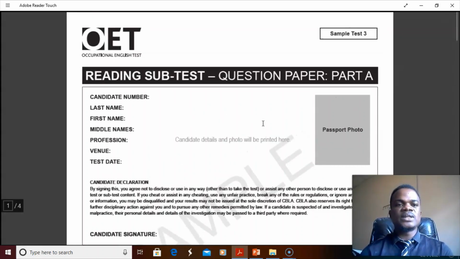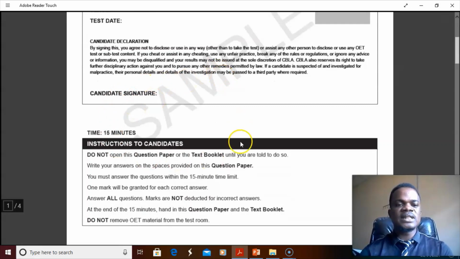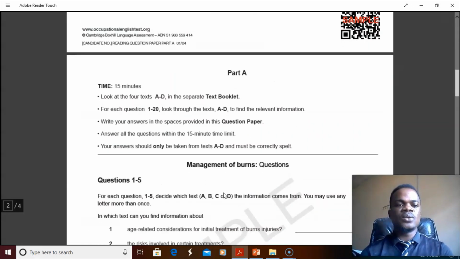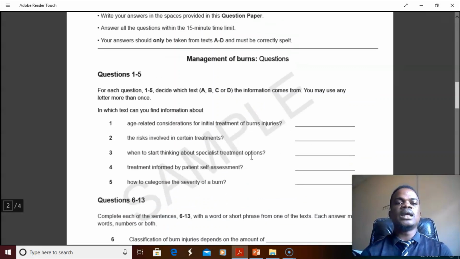Now, this is the question paper, and here your passport photo will be printed, and your details will be written here. So you don't need to bother yourself writing any further details. Then you will sign here, and then you have the question, the reading Part A, and you are given only 15 minutes to do this.